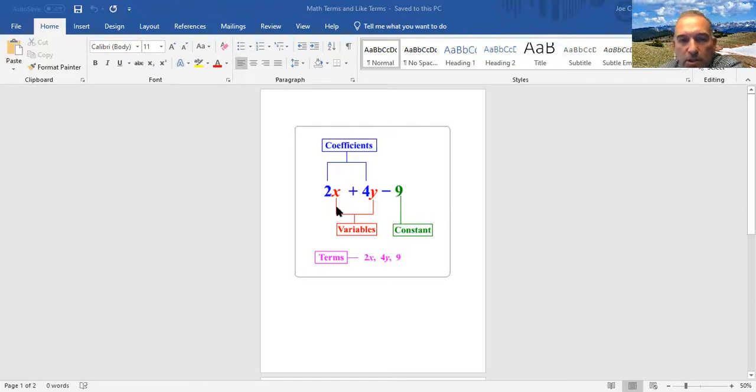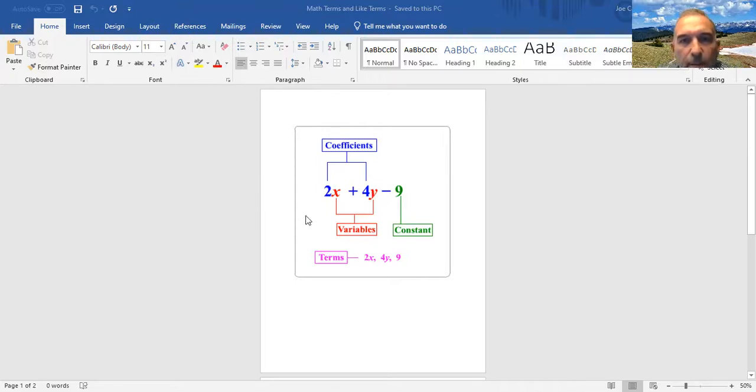Then I want you to notice here the operations. There's a multiply right there, right? That's 1. There's an add, 2. Multiply again, 3. And subtract, 4. There are 4 operations. Now, let's get to what we're talking about here. The terms are 2x, 4y, and 9. There are 3 terms in this expression. You cannot combine these because they are not like, they are different.